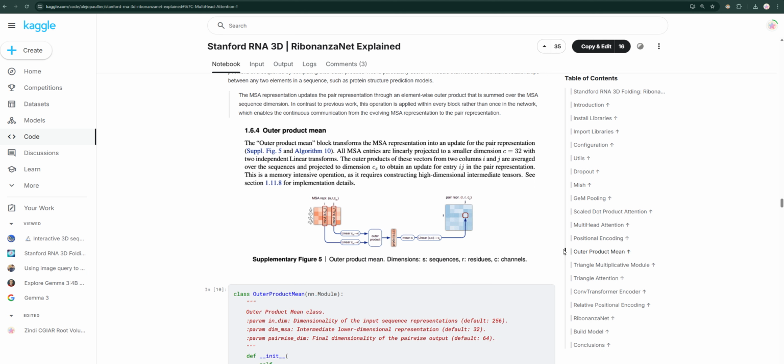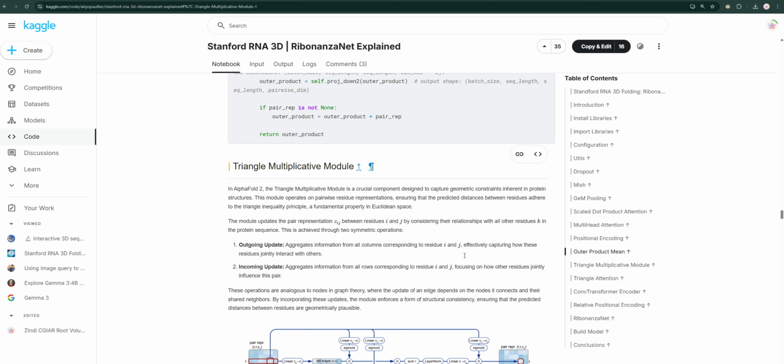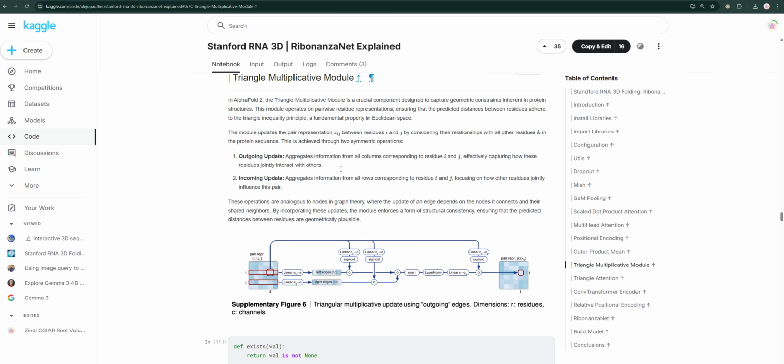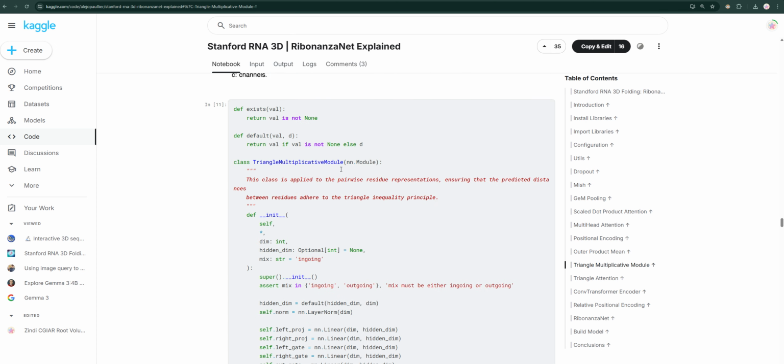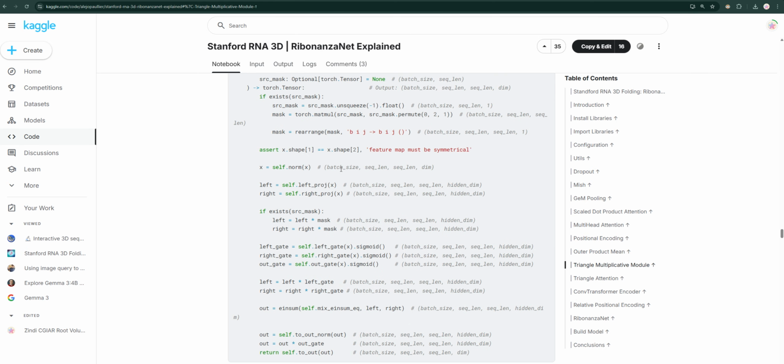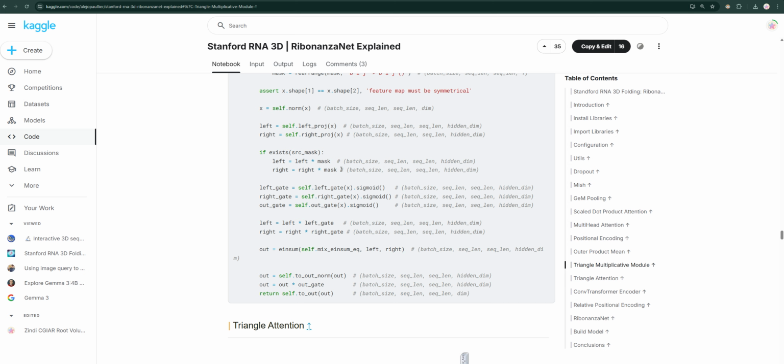The triangle multiplicative module, also borrowed from AlphaFold 2, is designed to ensure that predicted distances between residues make geometric sense. In the real world, if point A is close to point B and point B is close to point C, then point A can't be too far from point C. That's the triangle inequality principle. This module updates each pairwise representation by considering how those two positions interact with all other positions in the sequence, helping enforce geometric consistency. The module comes in two flavors, ingoing and outgoing, which aggregate information in different ways to update the pairwise representation.